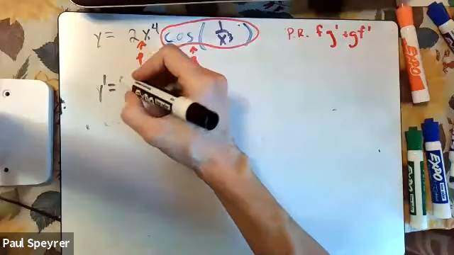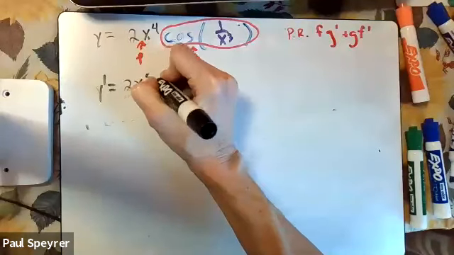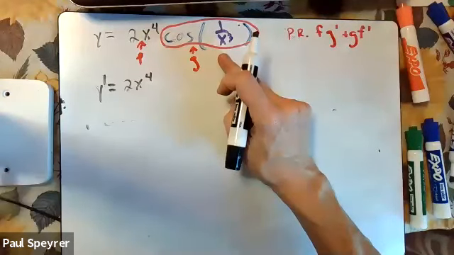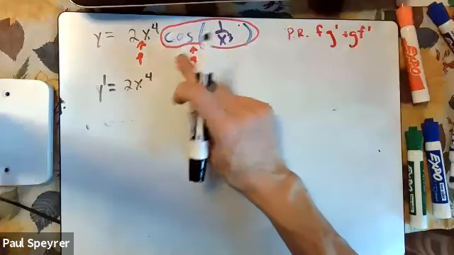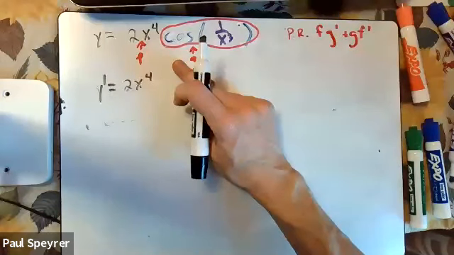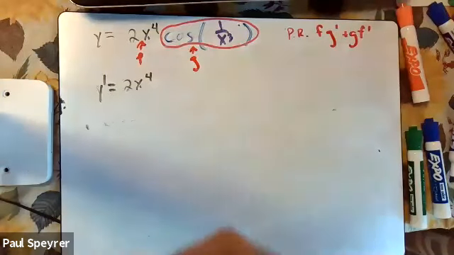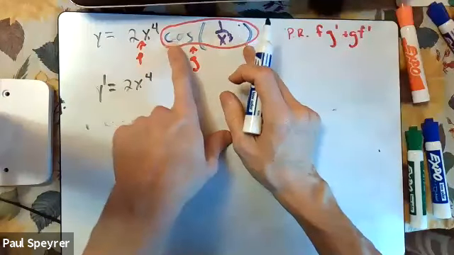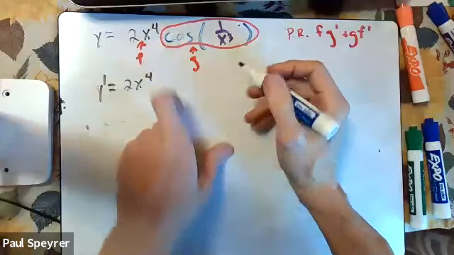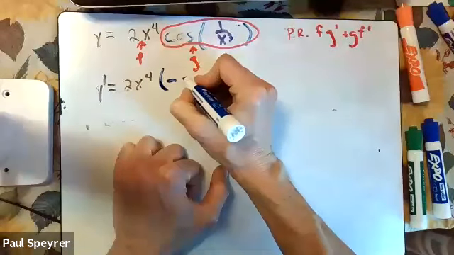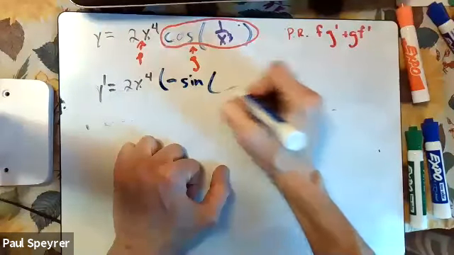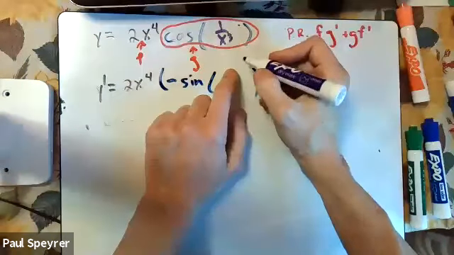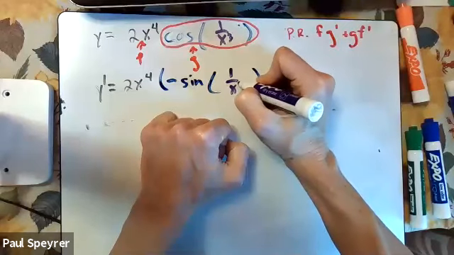F is easy, right? That's just 2x to the fourth. Now for g prime, that's what involves the chain rule, right? Because you have a function trapped inside of another function. Now remember, you got to derive the outside chunk first. So if you take the derivative of the outside chunk, that's the cosine. What's the derivative of cosine? That is negative sine. If you recall, though, with the chain rule, everything else stays the same on the inside. So this is still 1 over x cubed.